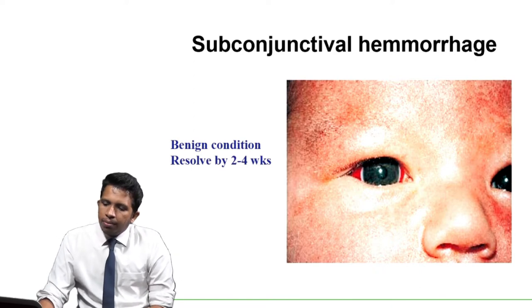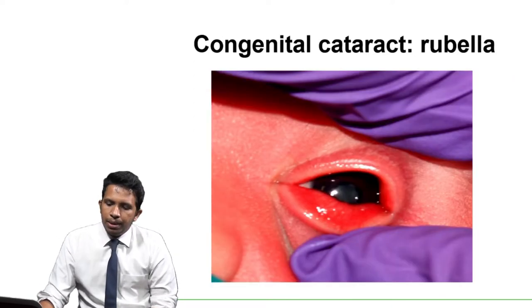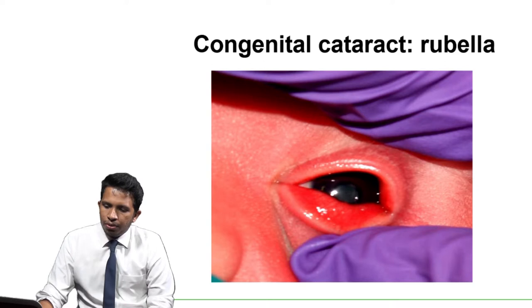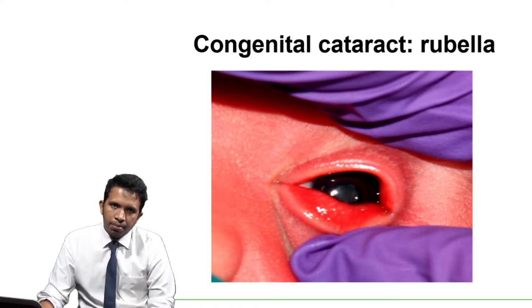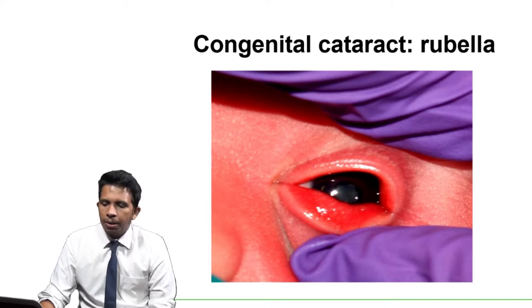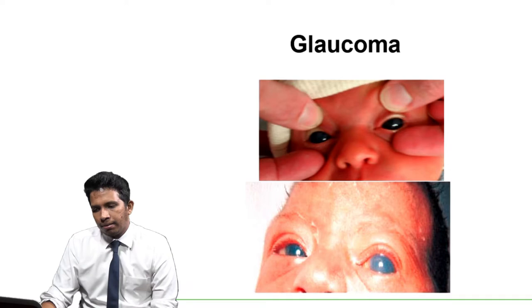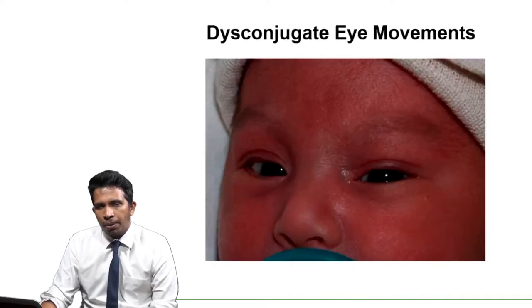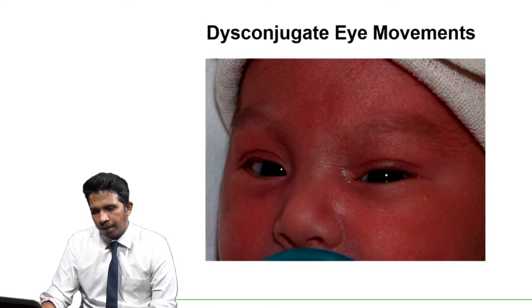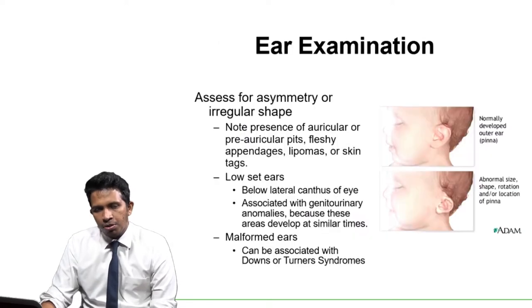Sometimes the children may have subconjunctival hemorrhage, which is a benign condition and resolves by 2 to 4 weeks. If the child's mother had a maternal rubella infection while the child was in the womb, then the child could have a congenital cataract. Then the child could also have glaucoma, where the intraocular pressure is increased, and distorted eye movements may be seen in squints.